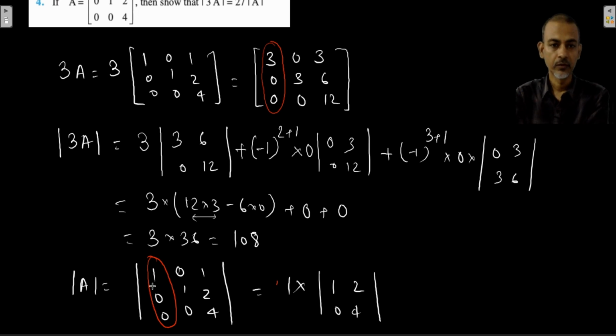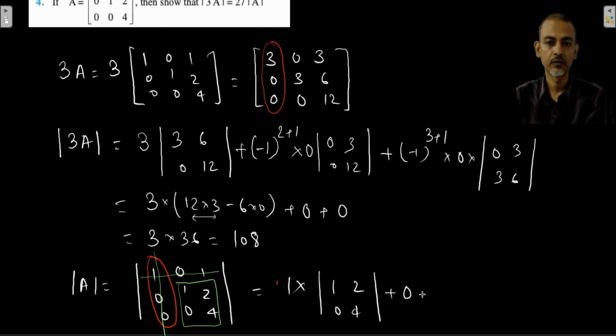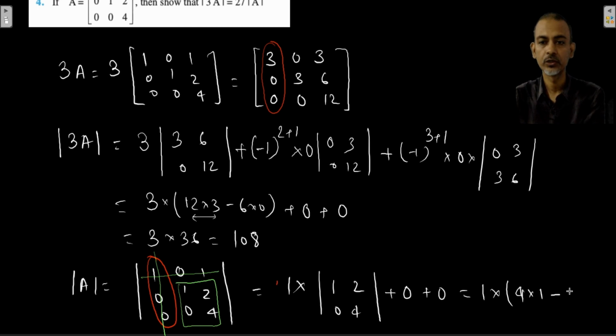Generally, when we have to get the smaller determinant for 1, we just remove this part and this part. When we do that, we are left with this part, and this is what we write. For the other parts we don't have to write because they are going to be 0, the second one and the third one as well. Now just expand this. This is going to be 4 into 1, and then we have 2 into 0. So now the value of the determinant is going to be 4.